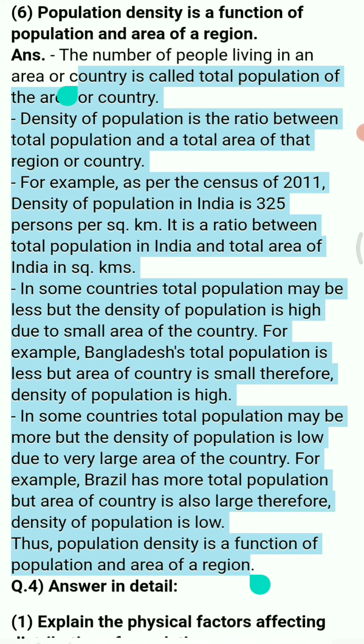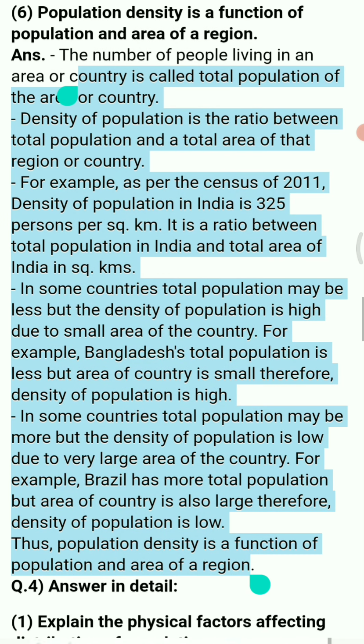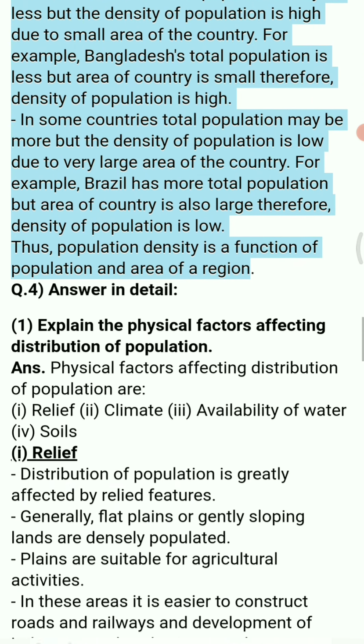So it is not like that if the country is big, then the population is more. No, it is not like that. Even you can take an example of Australia. Australia's extent is very large, but as compared to the extent of Australia, the people living there are very, very few. So you can say that the population density is very, very low. Okay, so like that you need to give the examples.